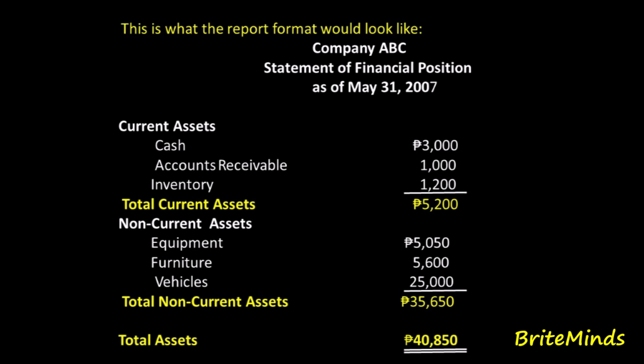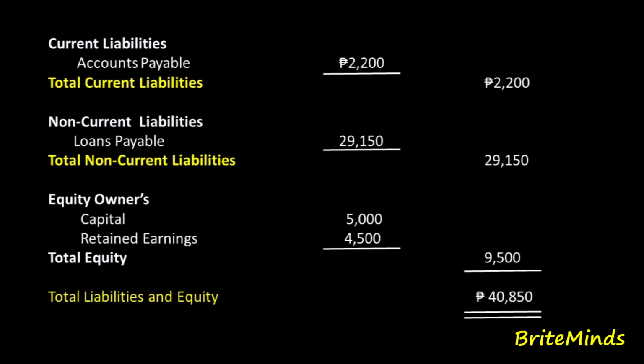And then don't forget to write the currency symbol. So if you are a Filipino, put the peso sign and then the double line or footings to show that the answer is the final one. Okay, so this is the total assets. Then we proceed to the current liabilities.